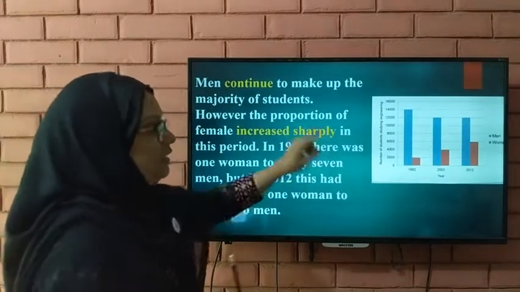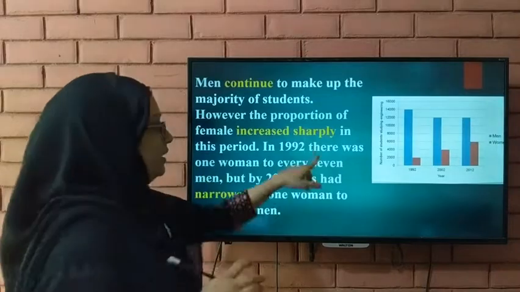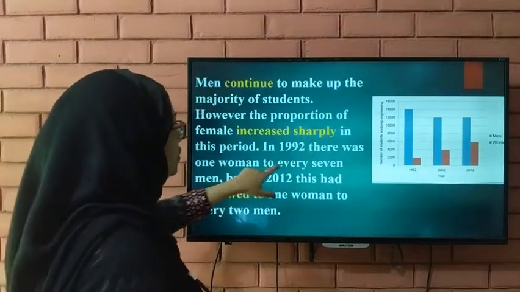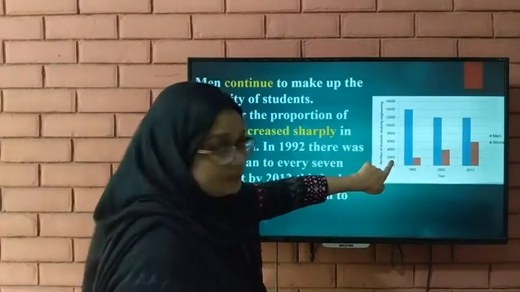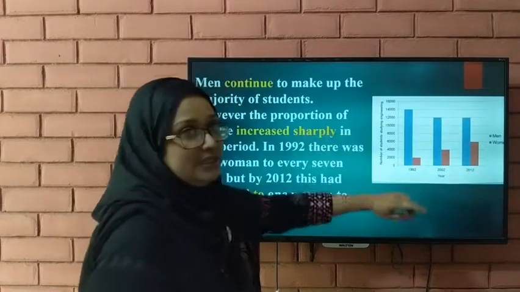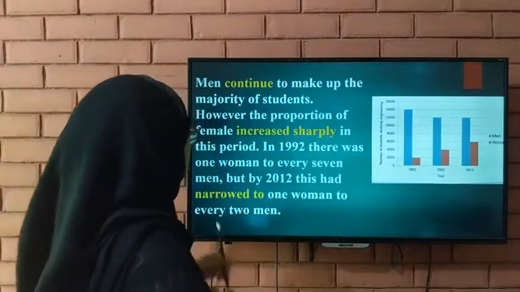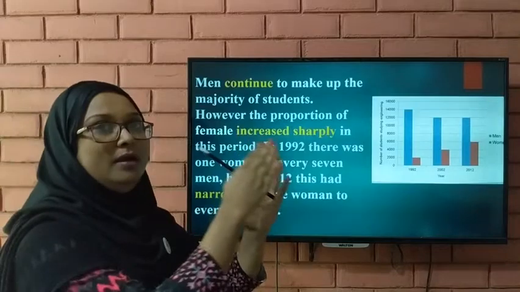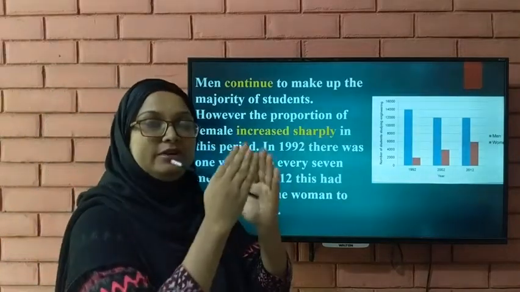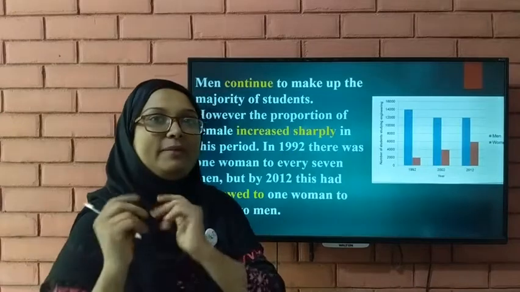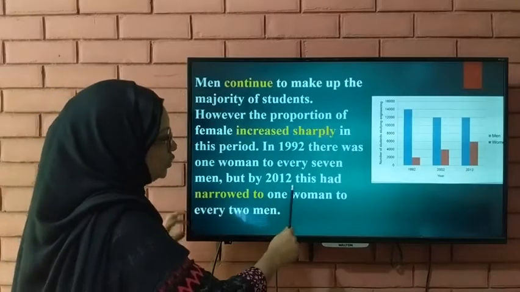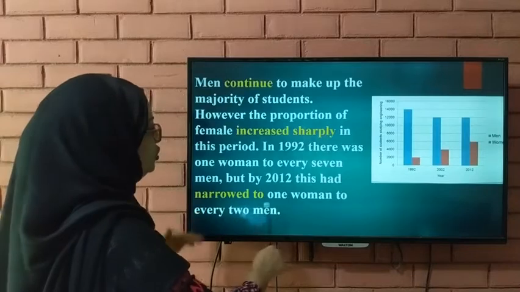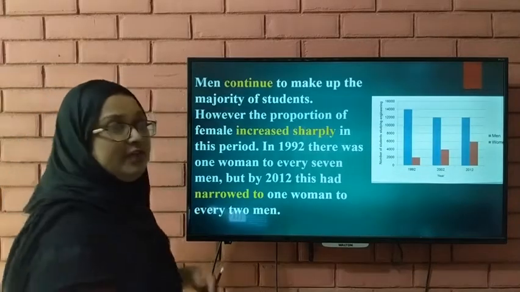In this period, in 1992, there was 1 woman to every 7 men. If we consider the ratio, then what happened? 1 woman to every 7 men. 14,000 and 2,000. If you divide it, then you will get the number 7. In ratio, that means 1:7 if the number is male and female, right? And what happened here? 7 men. But by 2012, this had narrowed to 1 woman to every 2 men.